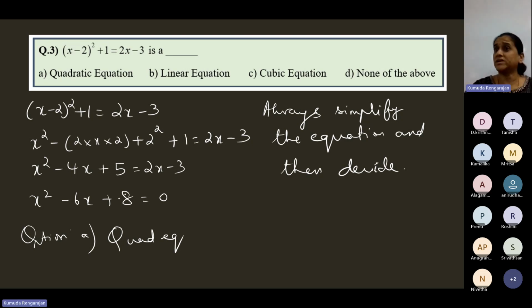Sometimes the x cube on one side and x cube on the other side will get cancelled. So x cube will not be there. But in the question, you would have seen the power 3. But when you simplify, the x cube terms might get cancelled on either side. So then it will not be a cubic equation. So please simplify and then you decide the kind of equation it is.